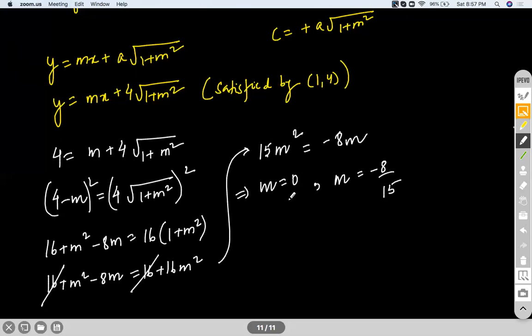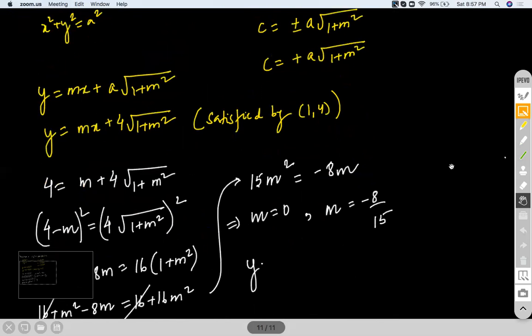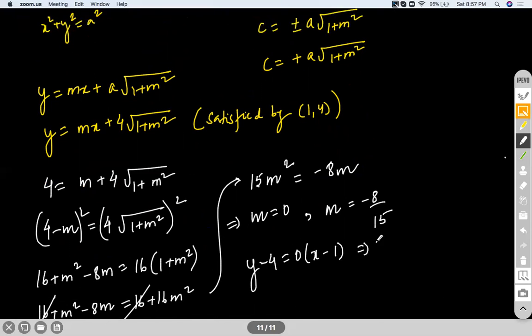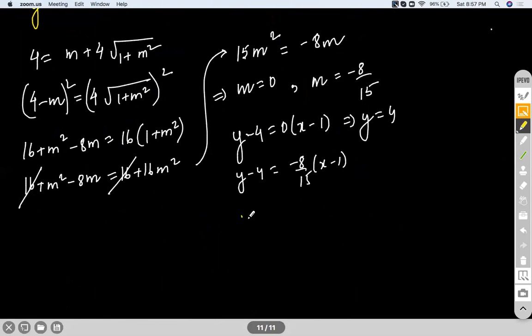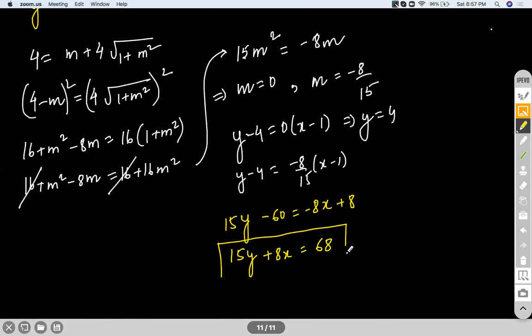Okay. So the equation of the two tangents is y minus, what is the point? 1 comma 4, right? So y minus 4 is equal to 0 times x minus 1, which is nothing but y equal to 4 line. And y minus 4 is equal to minus 8 by 15 times x minus 1, which is going to give you 15y minus 60 is equal to minus 8x plus 8. So the other line is 15y plus 8x is equal to 68. These are the two answers.